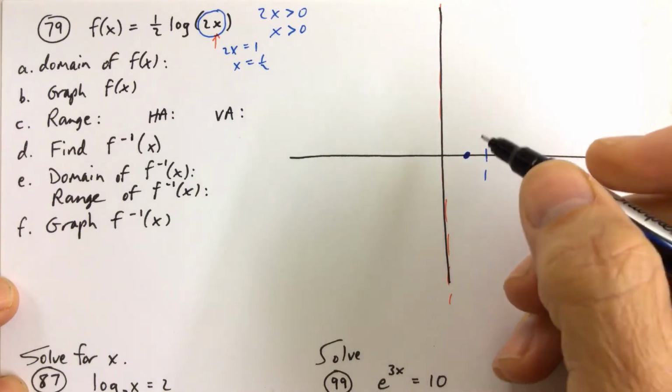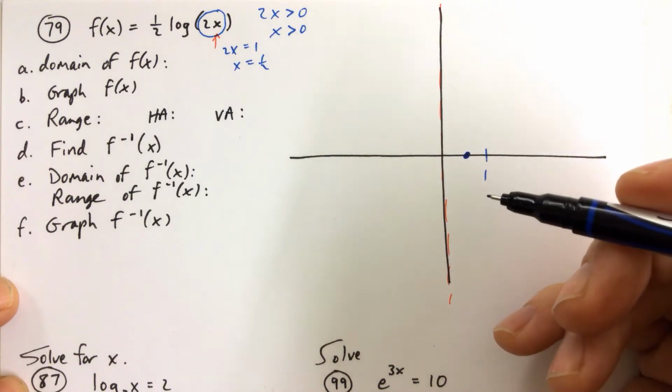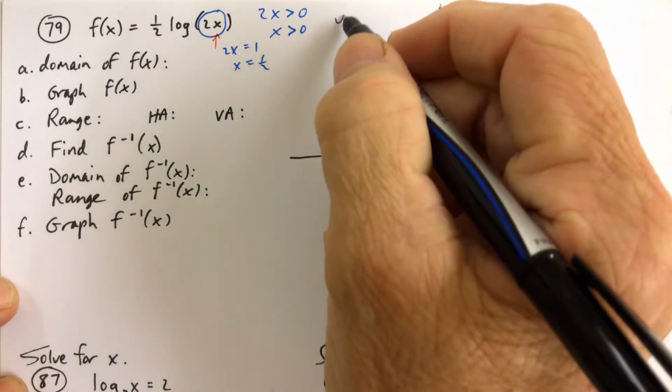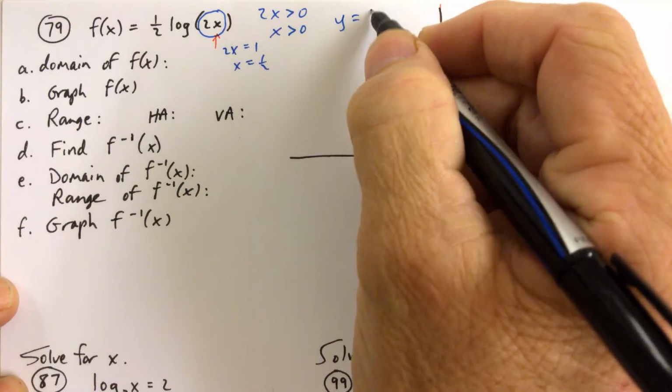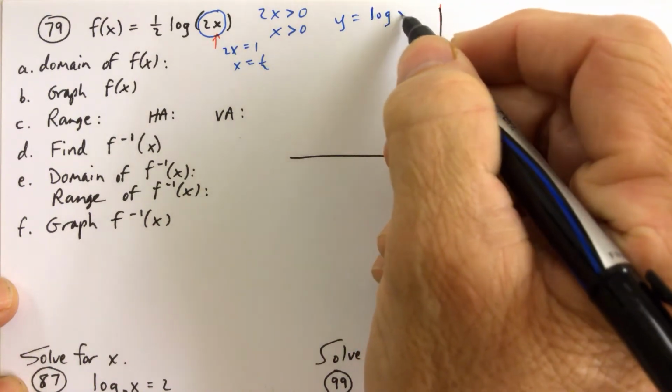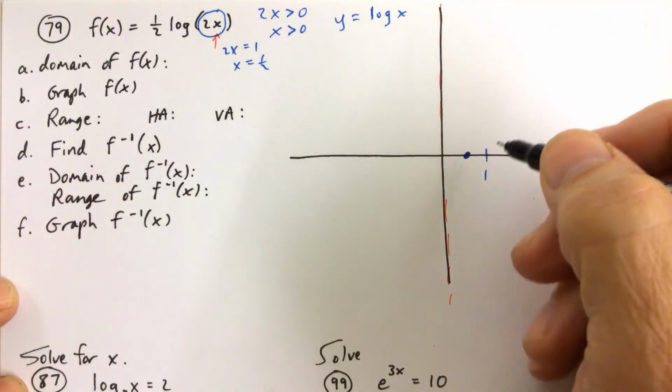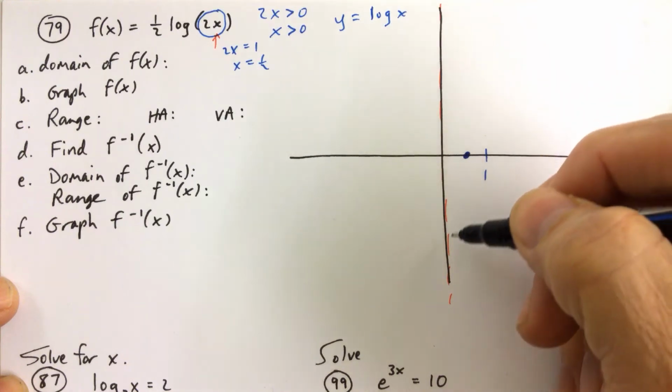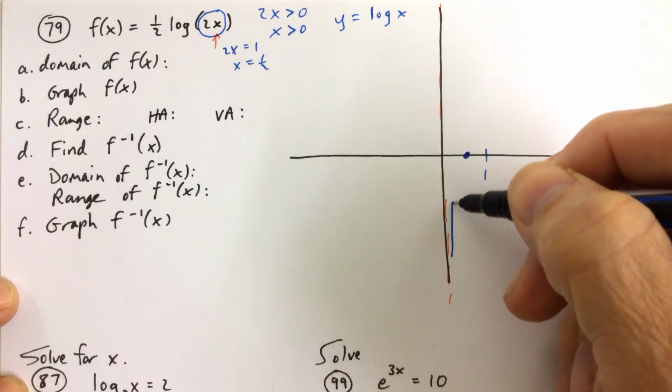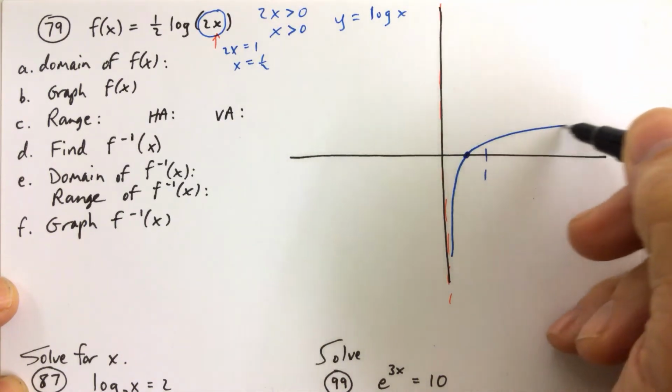So the bottom line is this graph looks exactly like the regular graph, the parent function y equals log base 10 of x. But instead of having (1, 0) as the x-intercept, we have (1/2, 0) as the x-intercept.